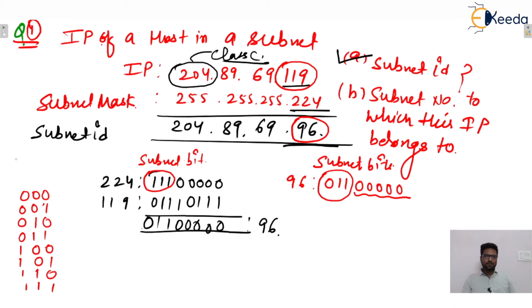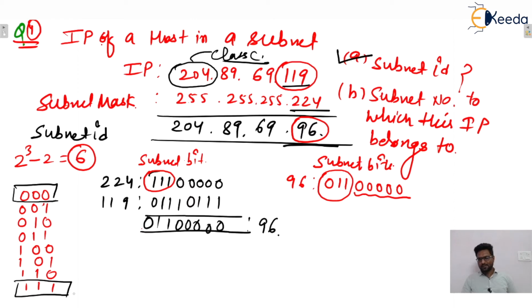But here also, the number of subnets will be how many? 2 raised to power 3 minus 2, that is 6. So this is why we subtract 2, because the first and last combinations cannot be utilized as a subnet, isn't it? Be careful. The remaining combinations can be utilized as subnets, isn't it?